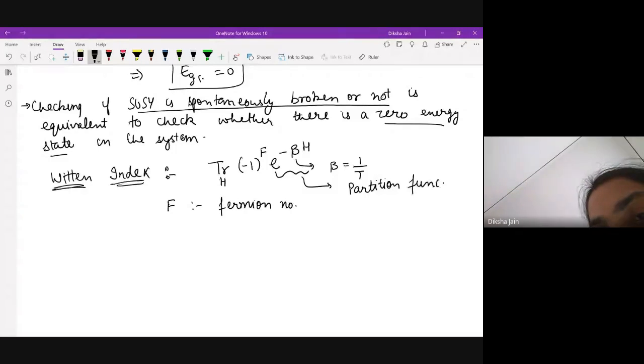Now, instead of computing just the trace over the Hilbert space of e^(-βH), I have added an operator (-1)^F in front. And what does this operator do? This makes the partition function what you call a supersymmetric partition function also.